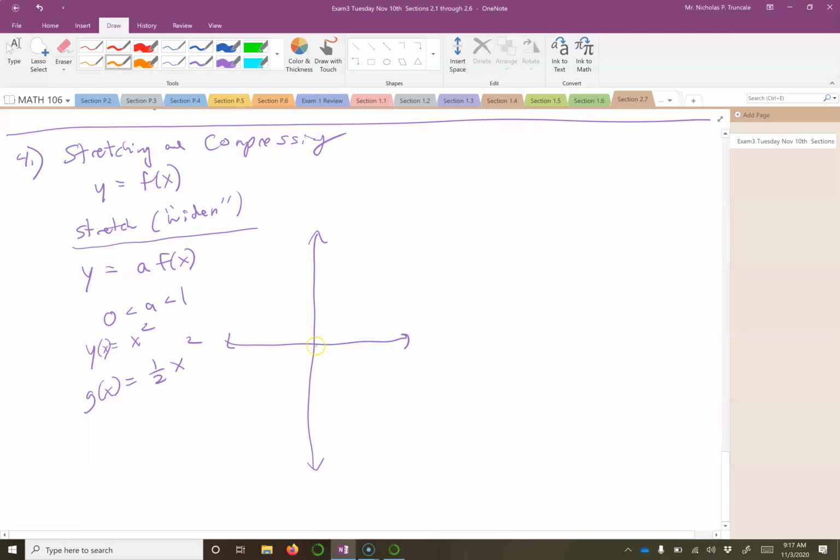Okay, so here's your original. This is y equals x squared. So there's y of x. Now we want to do g of x. Now, you have to widen it, which means you're stretching it along the x-axis.